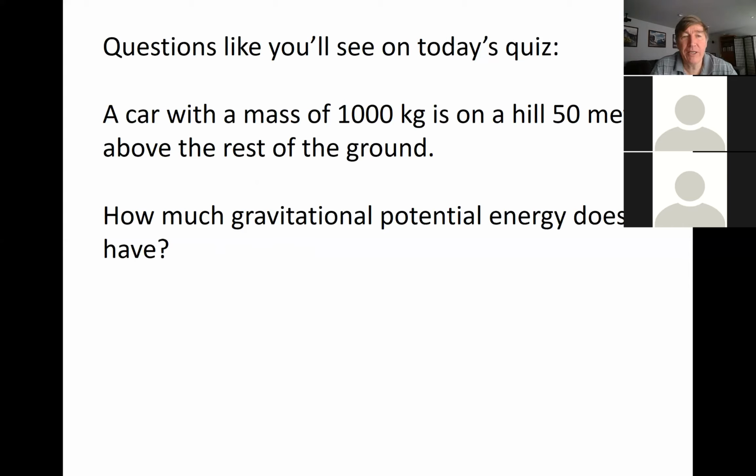So the question is, we have a car with a mass of 1,000 kilograms sitting on a hill that's 50 meters above the ground. So how did you calculate it? Well, remember the formula for gravitational potential energy. It's m times g times h. So we know m is 1,000. Now in the problem statement here, I didn't tell you what g is, but I'm trusting that you guys know that anywhere on Earth, g, the acceleration due to gravity, the little g stands for gravity, is always equal to 9.8 meters per second per second.